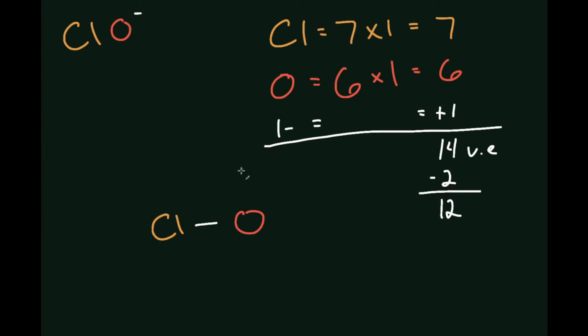So let's start to fill those in. We have 1, 2, 3, 4, 5, 6, 7, 8, 9, 10, 11, 12. So each one of these has its octet. 2, 4, 6, 8, 2, 4, 6, 8. And remember, since this is a polyatomic ion and it's negative, we'll have a negative charge for this ion.